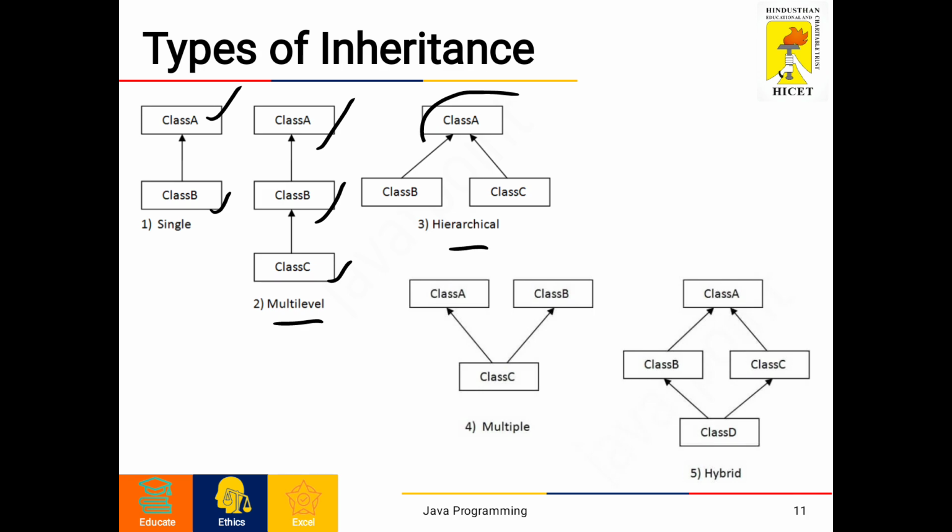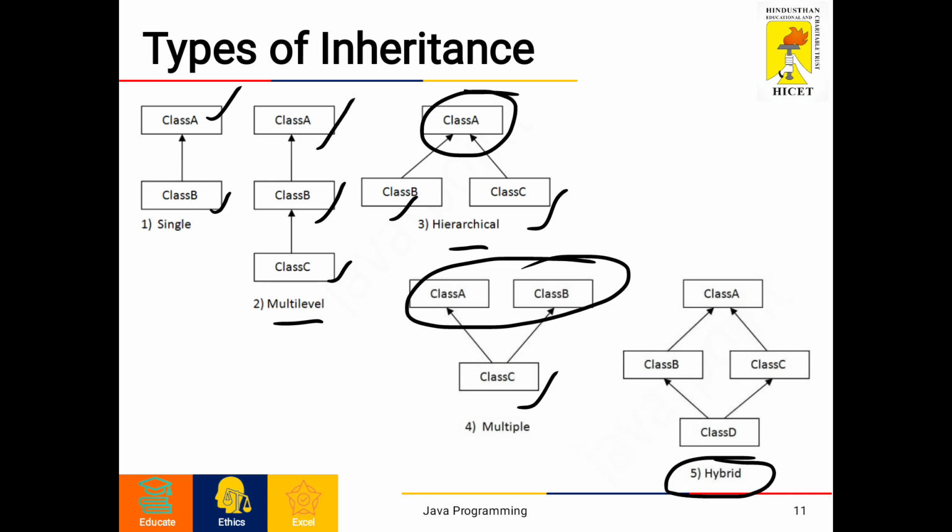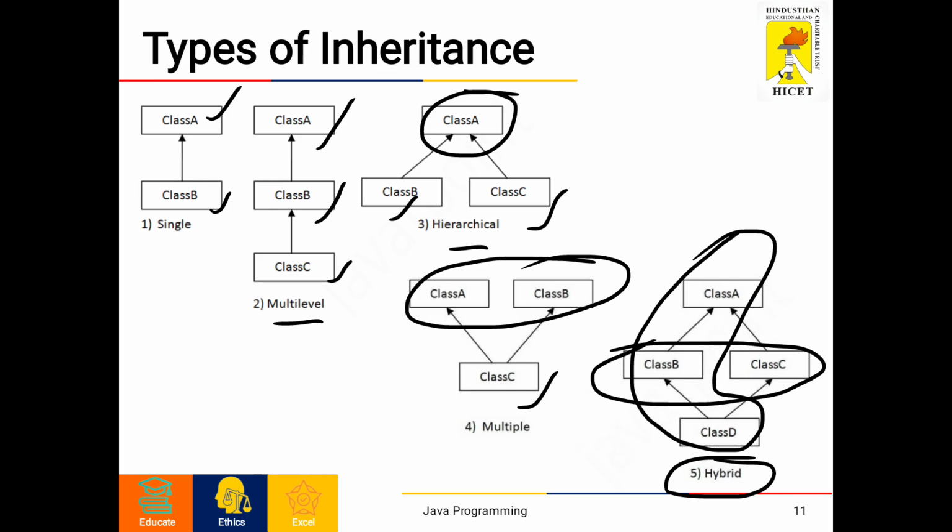In hierarchical inheritance, there will be one base class and many derived classes. In multiple inheritance, there are two or more base classes and one derived class. As I said before, multiple inheritance can be supported with the help of interfaces in Java. And hybrid inheritance, as the name implies, is a combination of two or more inheritances. So in this example, it can be a multiple inheritance followed by a multi-level inheritance, or else this can be a hierarchical inheritance, and this forms a multiple inheritance.